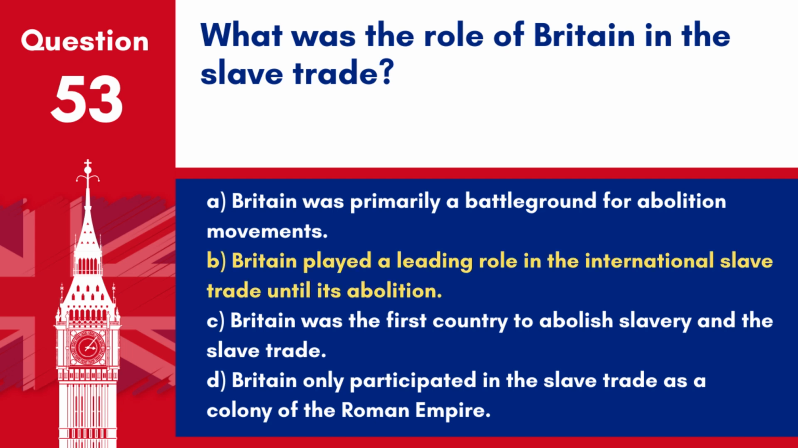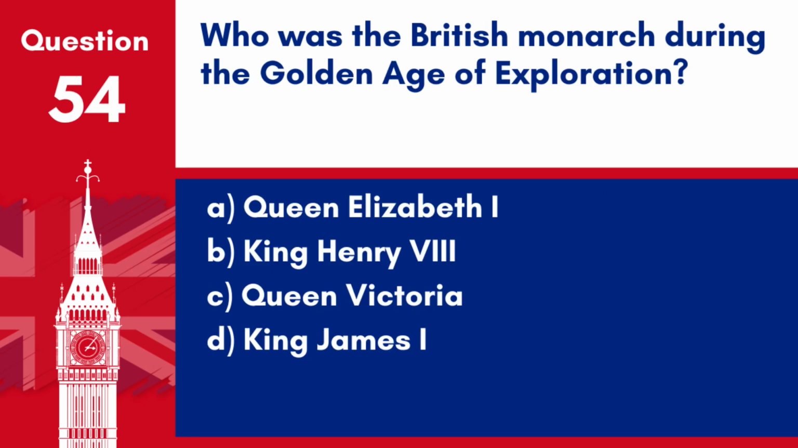Answer: B. Britain played a leading role in the international slave trade until its abolition. Britain was one of the leading participants in the slave trade, later becoming a major force in the movement to abolish the slave trade and slavery itself. Question 54. Who was the British monarch during the Golden Age of Exploration? A. Queen Elizabeth I. B. King Henry VIII. C. Queen Victoria. D. King James I. Answer: A. Queen Elizabeth I.